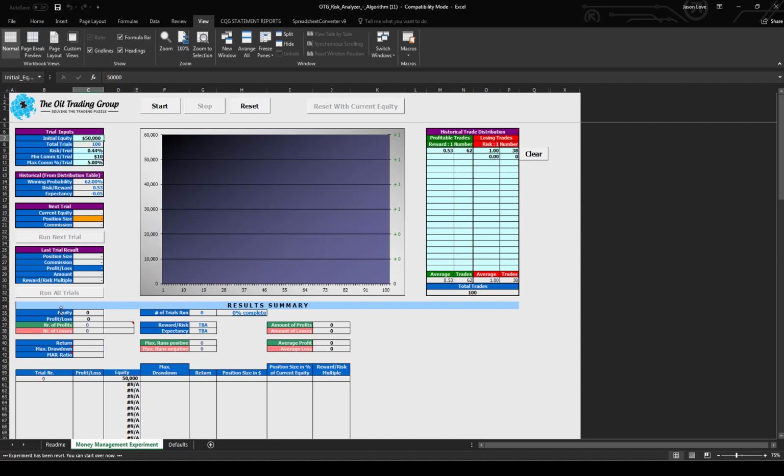And so now when I hit this start button and run all trials, what it's going to do is simulate mathematically, and the numbers are different every time you do it, but it's going to go through and process hypothetical trades. What would happen over the course of 100 trades with this particular mathematical formula being randomly distributed? What can you expect your results to be from a mathematical perspective? Okay, so we're going to run all trials.